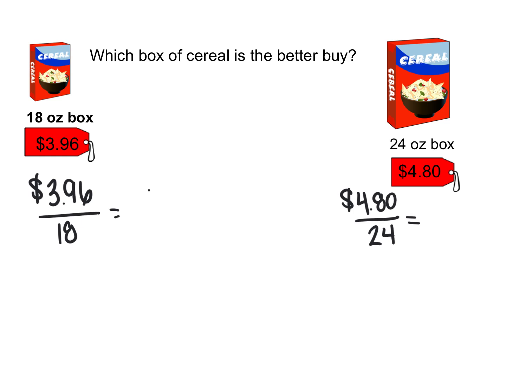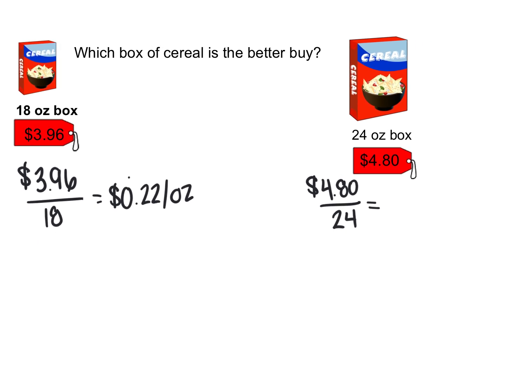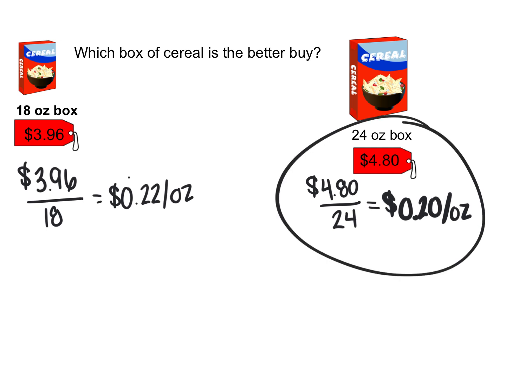What'd you get? So that is going to be what, 22 cents per ounce? Weston, did you get the 24-ounce box? Yes, I got 0.2. 0.2, or we could call that 20 cents per ounce, right? So if we look at those, which one is cheaper per ounce? That one. The bigger box of cereal.